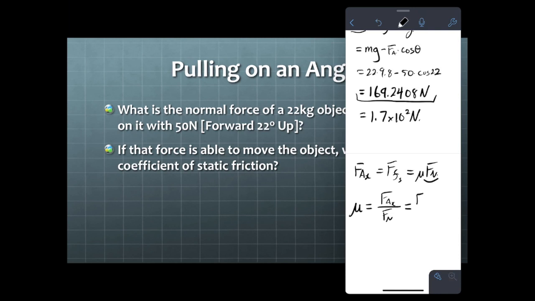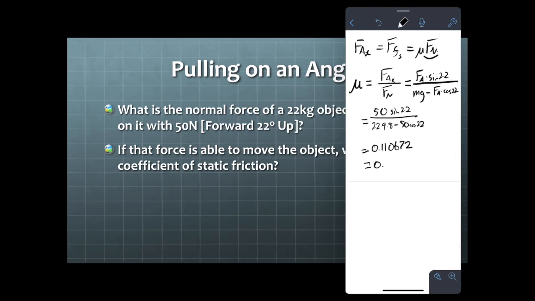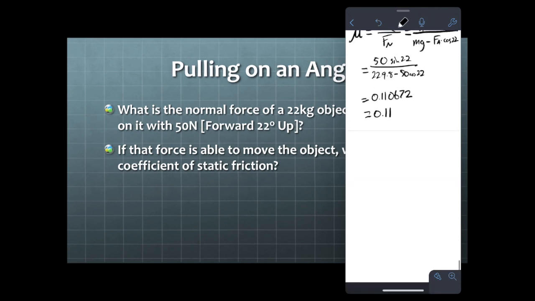Here, as we saw above, this is equal to the applied force times sine 22, and the normal force is equal to mg minus the applied force times cos 22. Plugging in the numbers we have 50 sine 22 over 22 times 9.8 minus 50 cosine 22, and this is equal to 0.110672. Or with the correct sig figs, this is equal to 0.11.